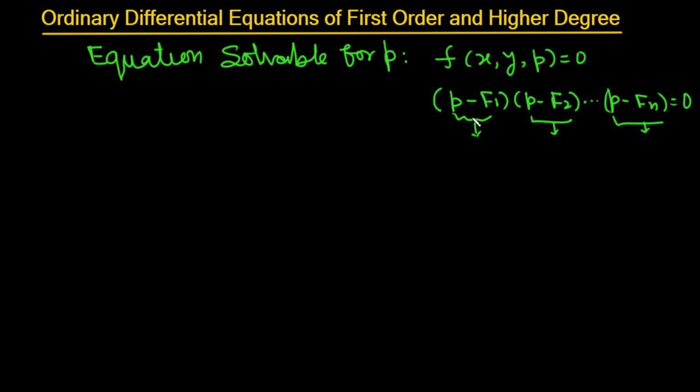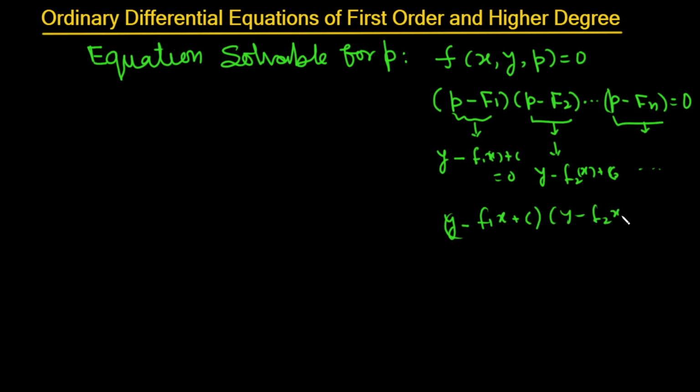Suppose the solution for the first equation is y minus some function of x plus c equals 0. The second one is y minus f2 of x plus c, and so on. So the final solution of the given higher degree equation, we will write these individual solutions as y minus f1 of x plus c, into y minus f2 of x plus c, and so on, y minus fn of x plus c equals 0. And this will be the general solution of the given higher degree differential equation.